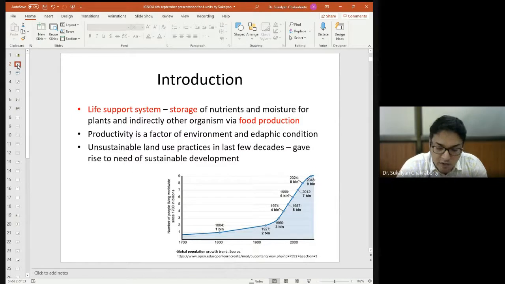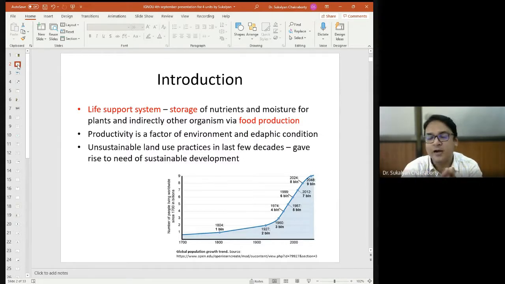Okay, so talking about land resources, first of all, let me tell you that land is a life support system. Basically, when we talk about land or picturize land, we see some landscape structures in front of us. But apart from the structures that we see in front of our eyes, we have to realize that land is actually a life support system. How?